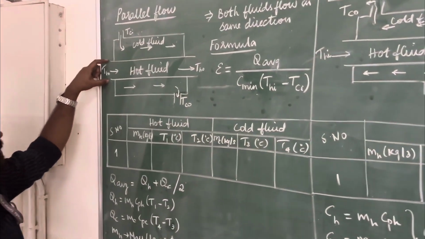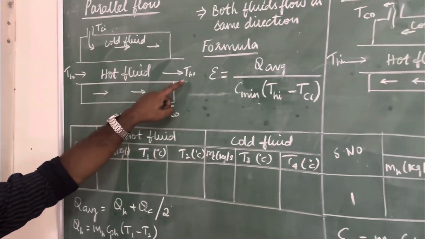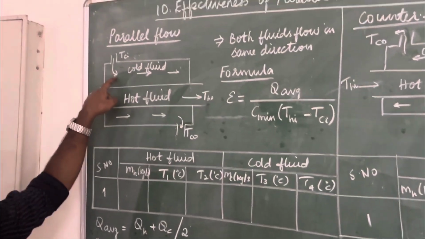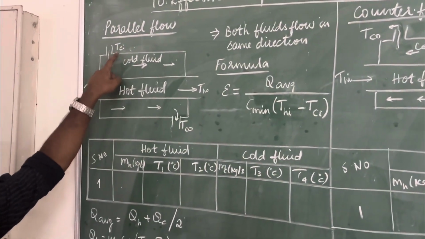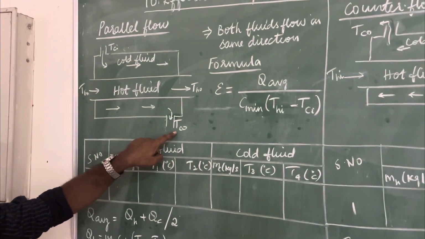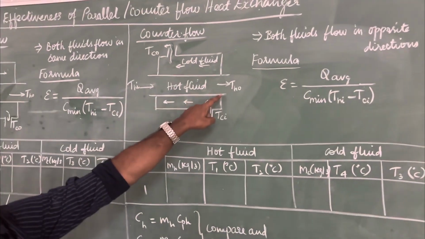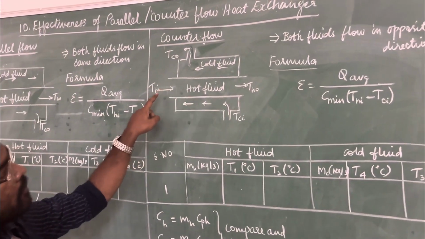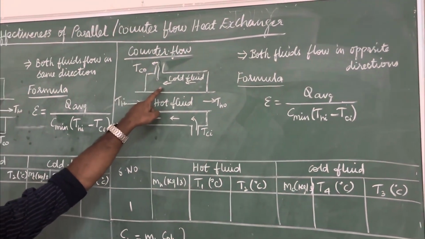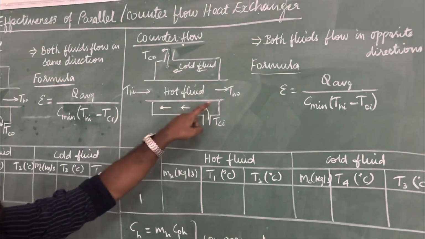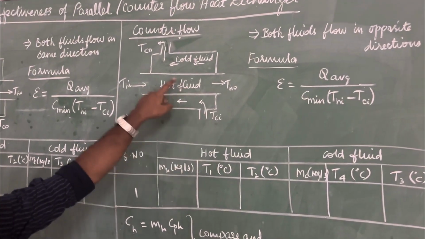Considering the inner tube, hot fluid is flowing inside, which has an inlet temperature of Thi and outlet temperature of Tho, and the cold fluid is flowing in the outer tube, which has inlet temperature Tci and outlet temperature Tco. Similarly, for counterflow heat exchangers, hot fluid travels in the inner tube and cold fluid in the outer tube, but the flow direction is opposite. Hence it is called counterflow. Here the inlet temperature is Thi, outlet Tho. For cold fluid, this is the inlet temperature, that is Tci, and Tco.